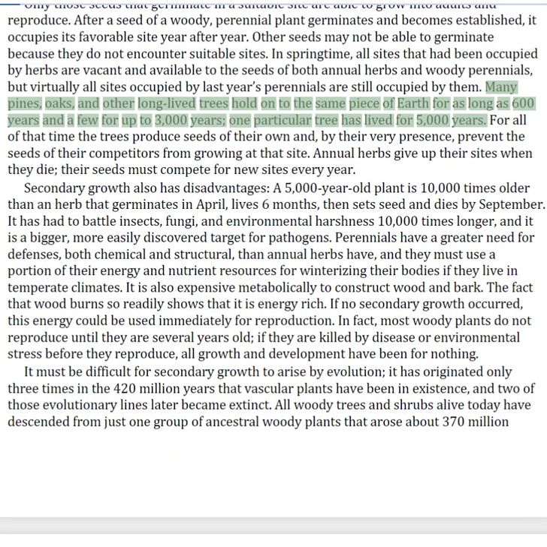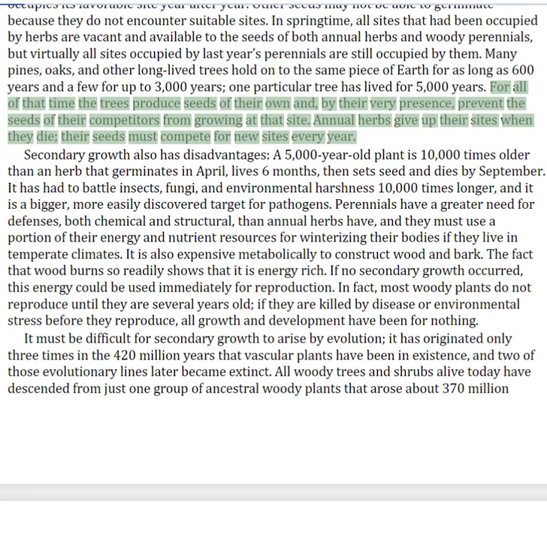Many pines, oaks, and other long-lived trees hold on to the same piece of earth for as long as 600 years and a few for up to 3,000 years. One particular tree has lived for 5,000 years. For all of that time the trees produce seeds of their own and, by their very presence, prevent the seeds of their competitors from growing at that site. Annual herbs give up their sites when they die. Their seeds must compete for new sites every year.